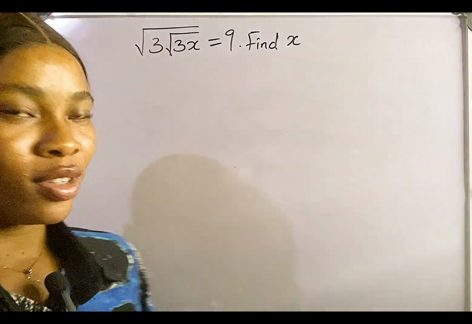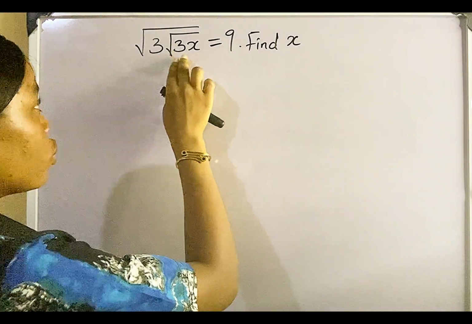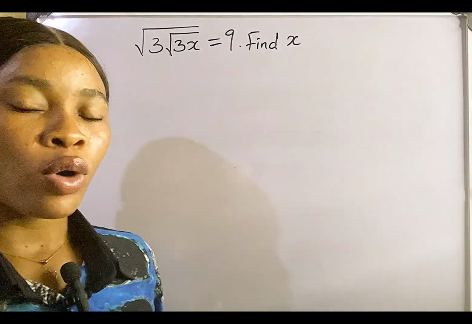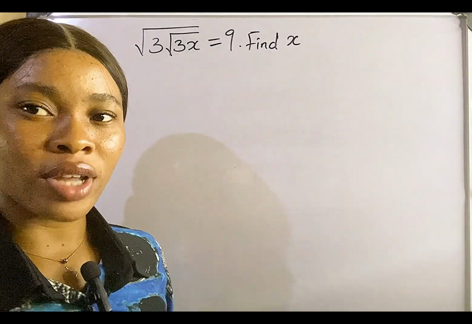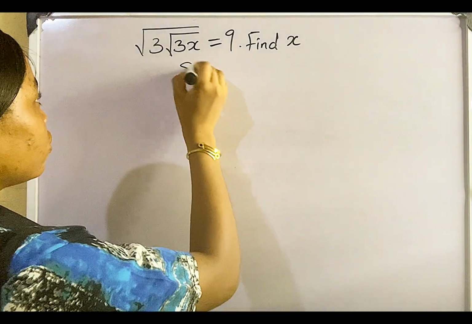Today we have a question on the board. We have the square root of 3 root 3x equals 9, and we have to find the value of x. So I'm going to be walking you through the steps one after the other. Now let's dive into this. Solution.